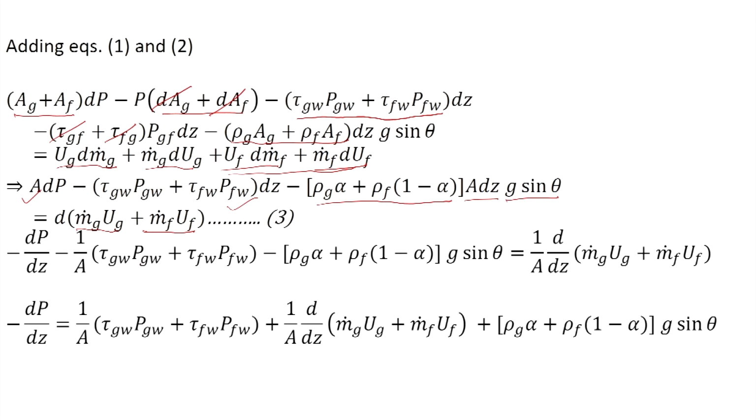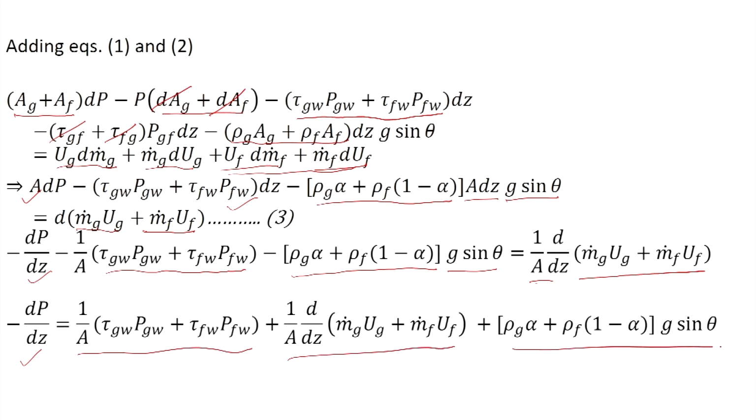Now, we divide all the terms by A d z. So, we get minus d p by d z minus 1 by A (tau g w p g w plus tau f w p f w) minus (rho g alpha plus rho f (1 minus alpha)) g sin theta, and on the right hand side we have 1 by A d by d z of (m dot g u g plus m dot f u f). Now, we can rearrange and write it this way: the total pressure gradient minus d p by d z is equal to this plus this plus this.